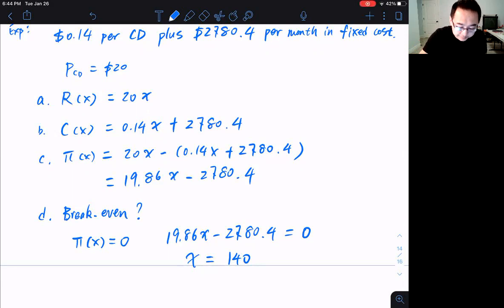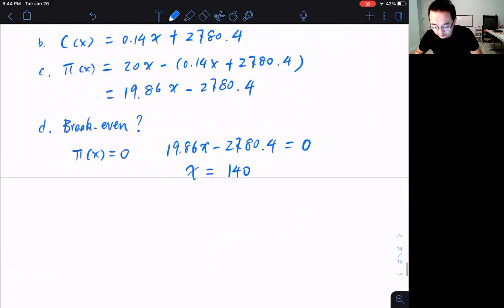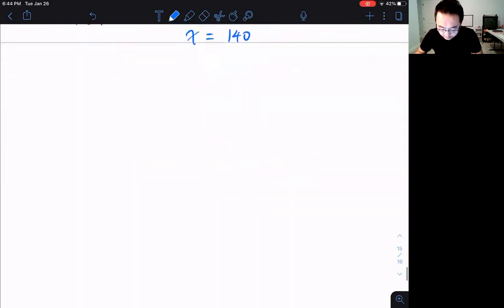Before we move on to something else, let's look at a similar example, but maybe a little bit more complicated.